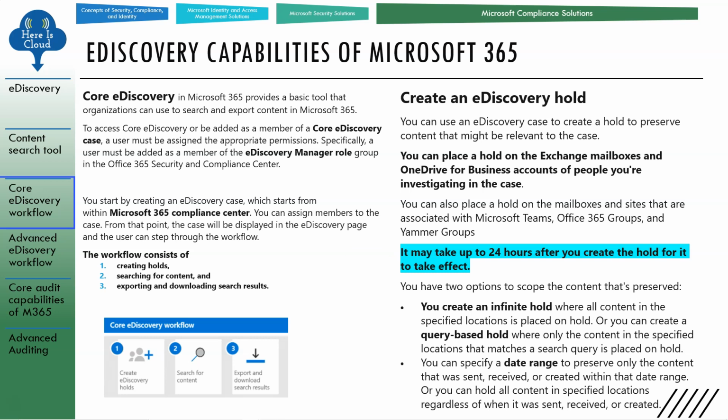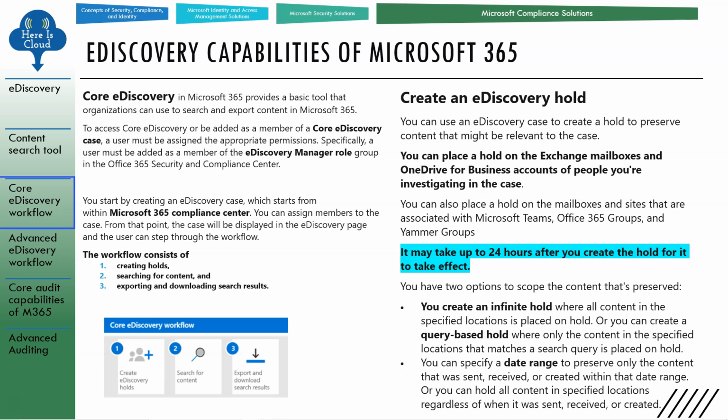So what content do you put on hold? You have two options. You can create an infinite hold where all the content in the specified location is placed on hold, or you can create a query-based hold where the content in the specific location that matches the query result is placed on hold. You can specify a date range to be preserved, or you can hold all content in the specific location regardless of when it was sent, received, or created.